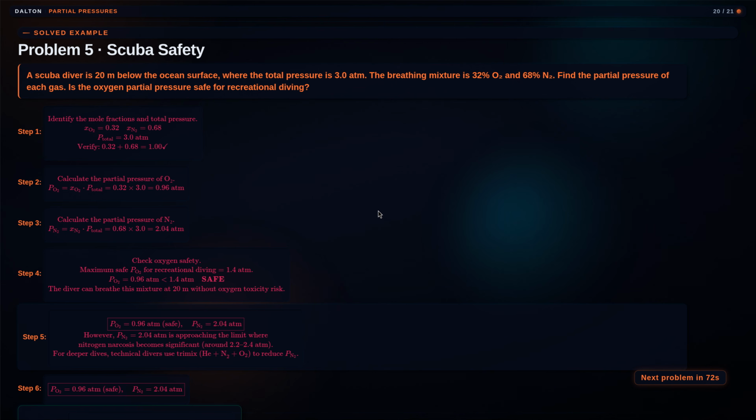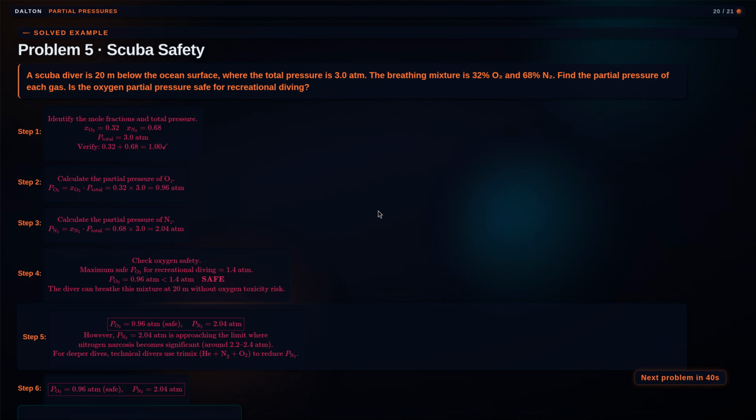Step 3. Calculate the partial pressure of nitrogen. P nitrogen equals 0.68 times 3.0, which equals 2.04 atmospheres. Step 4. Check oxygen safety. The maximum safe partial pressure of oxygen for recreational diving is 1.4 atmospheres. Since 0.96 is less than 1.4, the partial pressure is safe for the dive duration. The diver can breathe this mixture at 20 meters without oxygen toxicity risk.